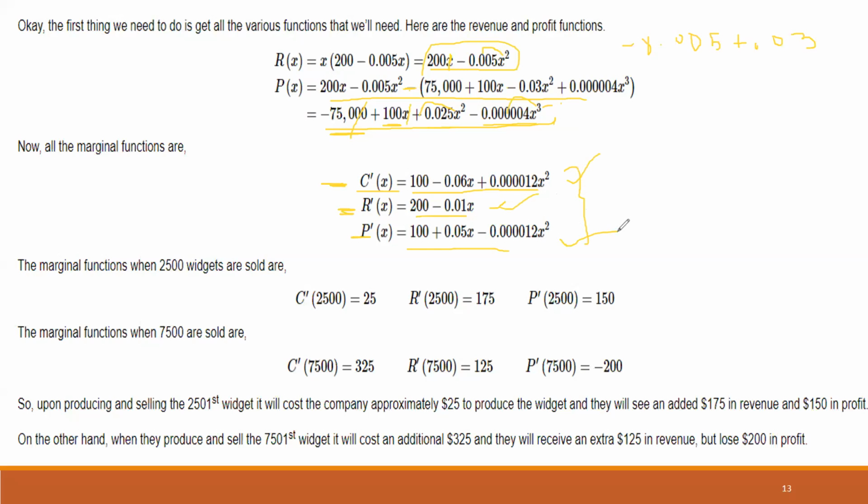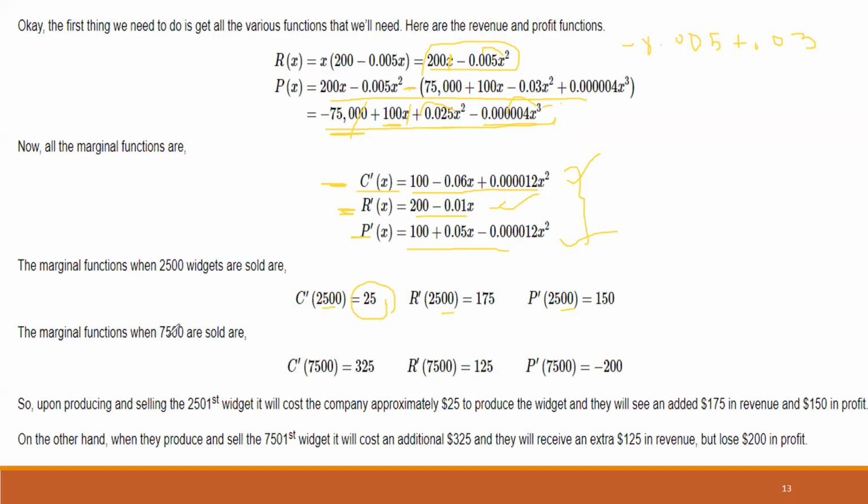Clear? So the question asked, can you guys read the question? I think we have to find the marginal cost function, the marginal revenue function, and the marginal profit function for these values. So we plug in those values. These are what we get. The marginal cost for 2,500 widgets is $25. The marginal revenue is 175, and therefore my marginal profit will be 150.